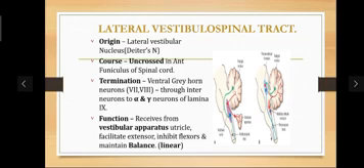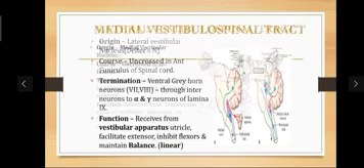As for the function, it receives from the vestibular apparatus, facilitates the extensors and inhibits the flexors, and maintains the balance, linear acceleration. Okay, so these functions are opposite to the previous rubrospinal. Here it is facilitating the extensors and inhibiting the flexors.